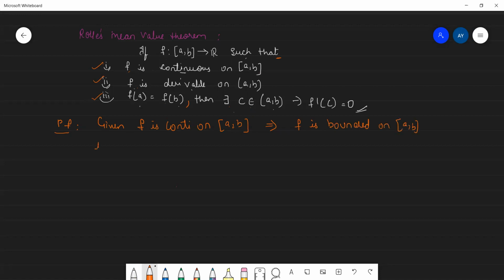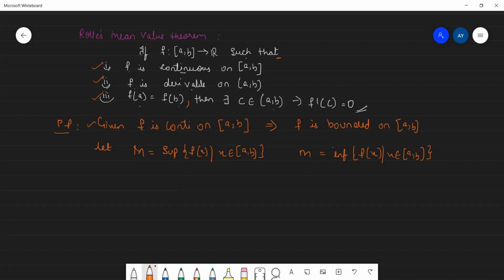And now we have to choose capital M and small m in such a way that capital M equals the supremum of f(x) such that x belongs to the closed interval [a, b], and small m equals the infimum of f(x) such that x belongs to [a, b]. We are taking this because we just have to prove the third condition. So I repeat the proof again.